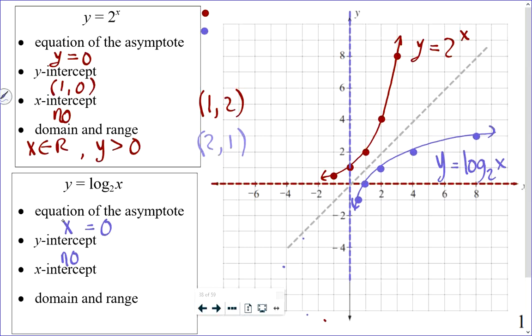And you can either look at the graph and see there's no y-intercept, or you can look at the original function and see there's no x-intercept, so the inverse would have no y-intercept. The x-intercept is at (1, 0). The domain is x is greater than 0, and the range is y as any real number. Any questions with that example? Okay.